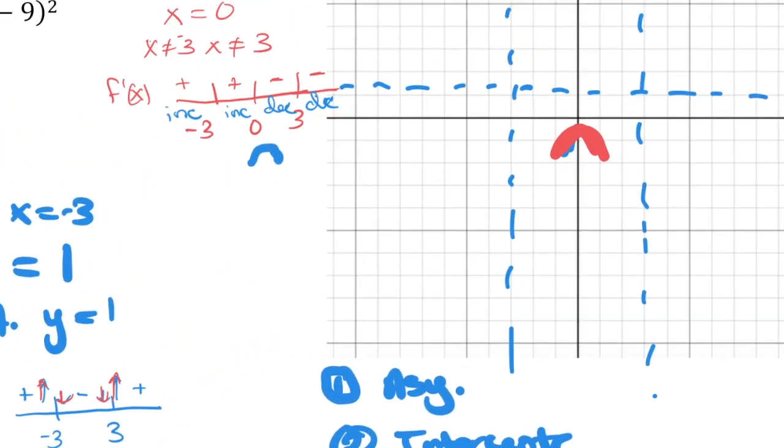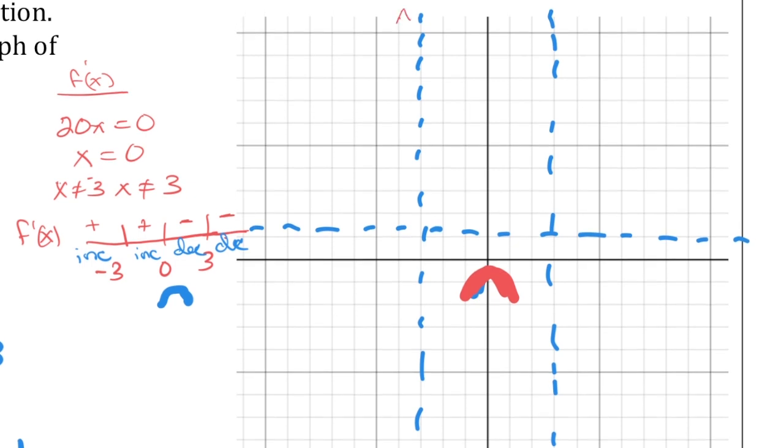So as you can see, to the left of -3, we're going up. To the right of -3, we're heading downward. Downward on the left of 3, upward on the right. Now, how do we connect this with the horizontal asymptote?